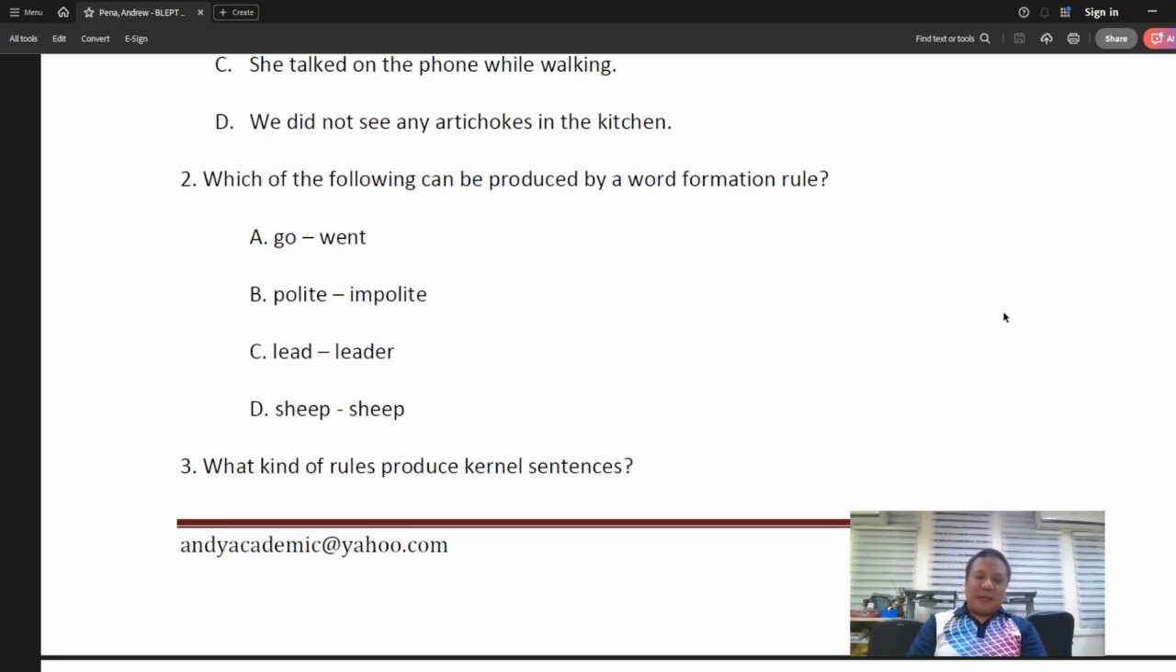The same thing with A. Go and went. It has to be explicitly stated. Letter B. Polite, impolite is produced by a phonological rule. The answer is C. Lead, leader.